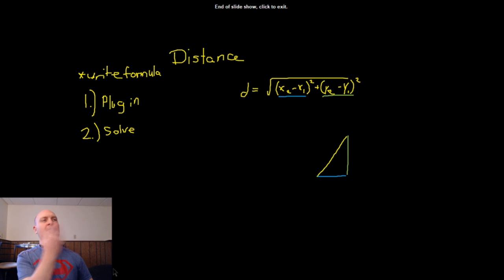So, to sum up what we're dealing with in this set of notes, it's really just a matter of plug and solve. You get your coordinates, you write in the formula, you plug the values that you have into the formula, and then you solve the final value. That's as far as we've got for the distance formula today.